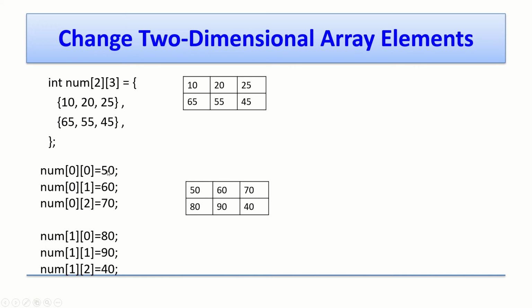So here the 0 0 is 50, then 50 comes to here. 0 1 is 60, I change that. 0 2 is 70, and I change this. 1 0 is 80, I change it. 1 1 is 55, then here I change it into 90, and 90 comes to here. Then 1 2 is earlier 45, then here I change it as 40, and that comes to here. Likewise, I can use the indexes for changing the array elements, right?